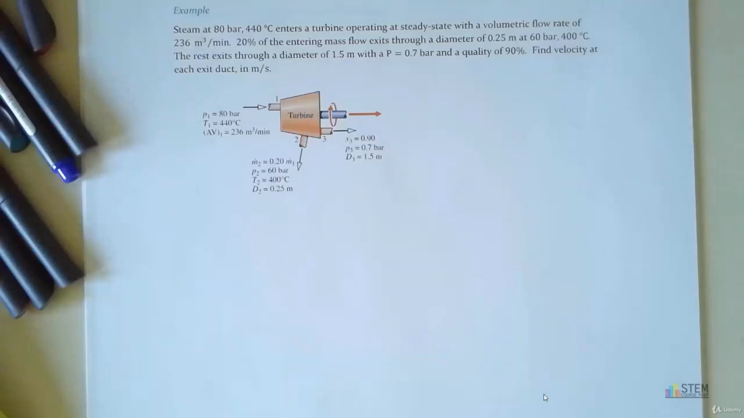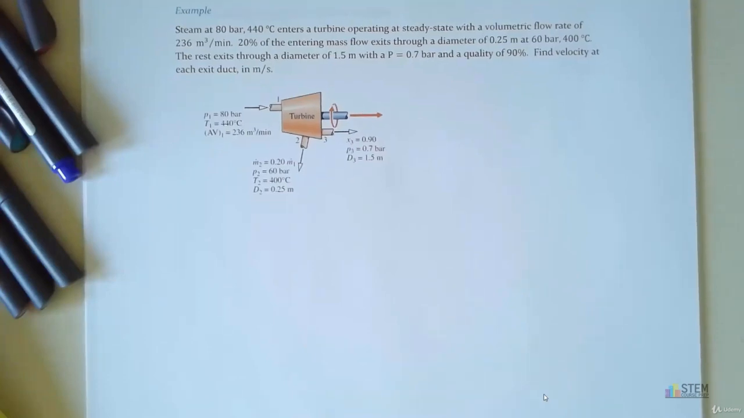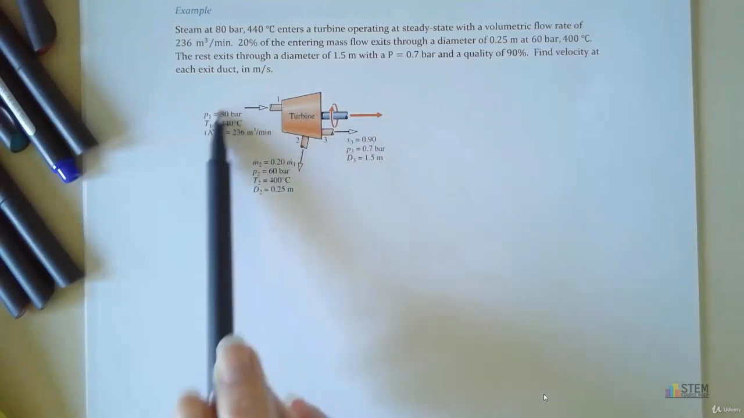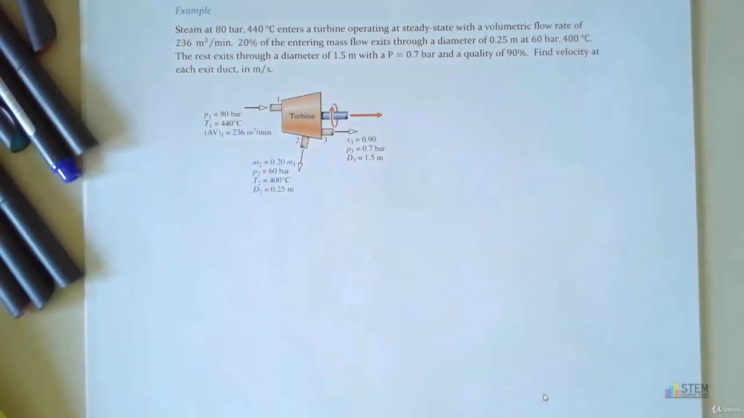Hey, we have got another example here talking about conservation of mass. For this one, we have steam at a pressure of 80 bar and a temperature of 440 degrees Celsius. It's going to enter a turbine that is operating at steady state with a volumetric flow rate of 236 cubic meters per minute. You can see that shown right here. So this is steam coming in.